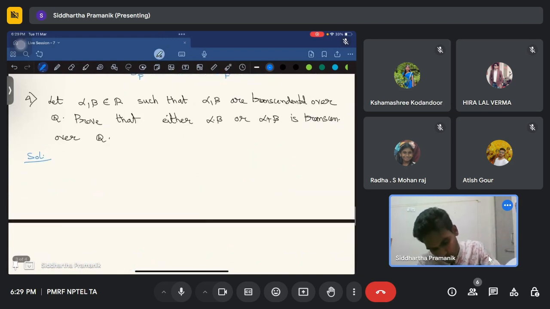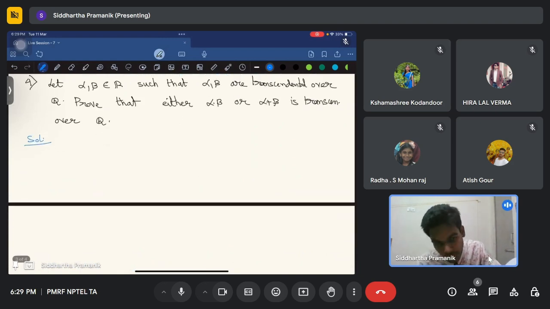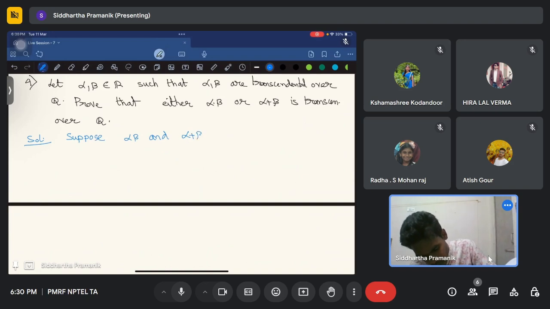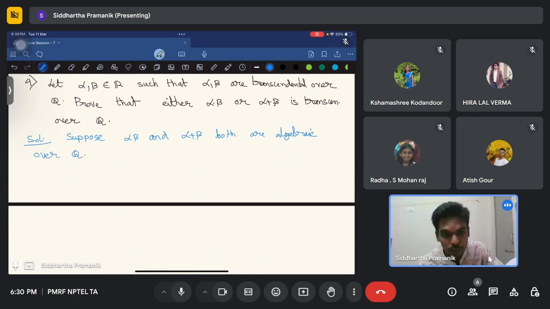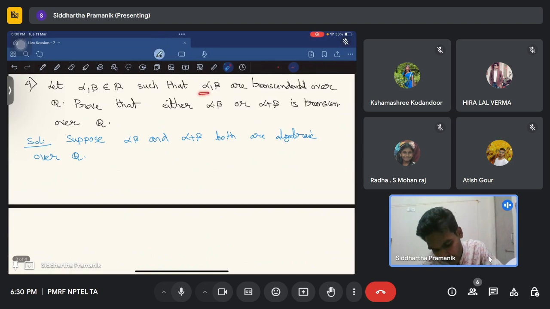Okay. So we will prove it by contradiction, right? Suppose both alpha beta and alpha plus beta are algebraic over Q. Then we have to arrive at some contradiction. It is given that alpha and beta both are transcendental. That is something we have to use.